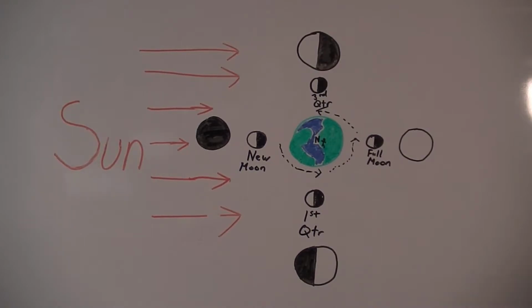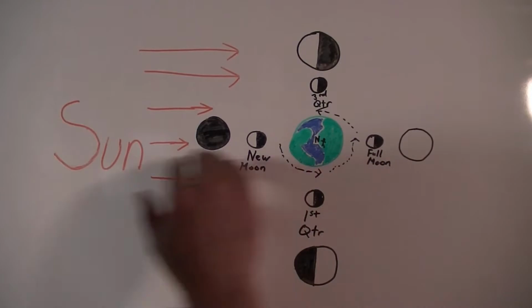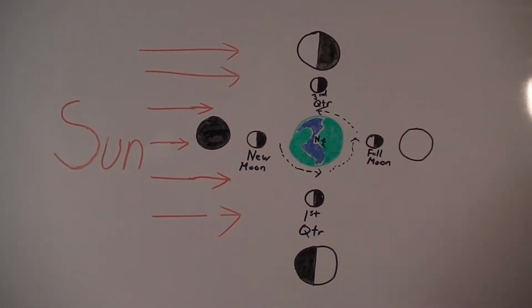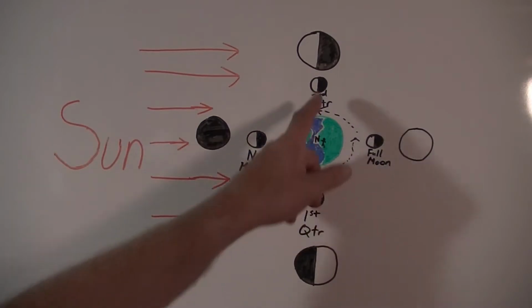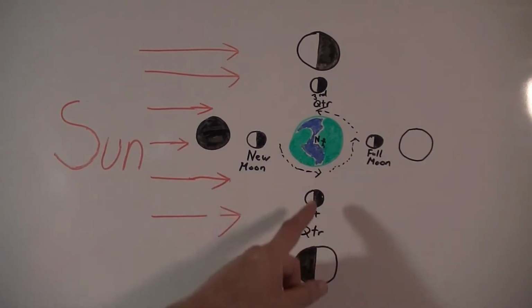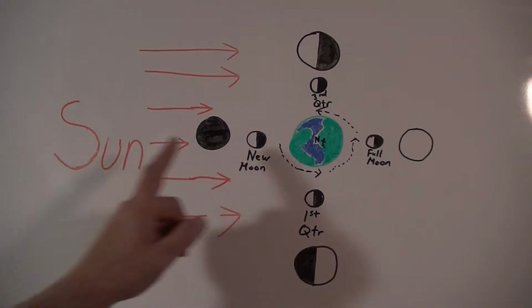As you can see by the diagram, if the sun is over here and it's shining light in this direction, in order to have a new moon or a full moon, the sun, the moon, and the Earth have to be in a straight line. In order for me to have my first quarter and third quarter moons, the sun, the Earth, and the moon have to be at a right angle. So I've got sun, Earth, moon, first quarter, or sun, Earth, moon, third quarter.